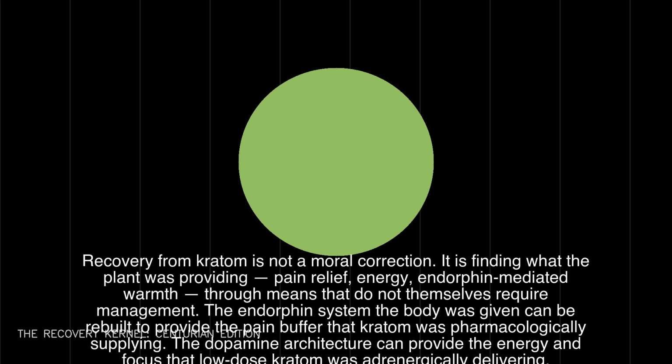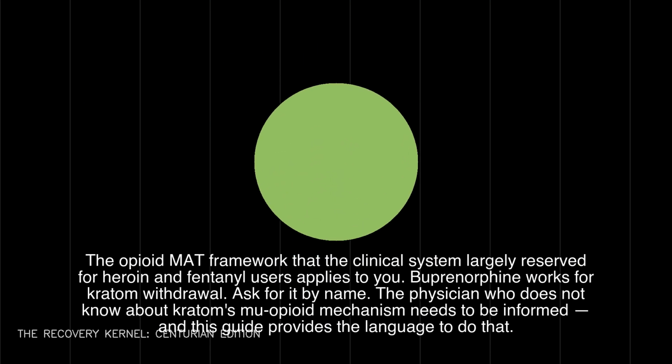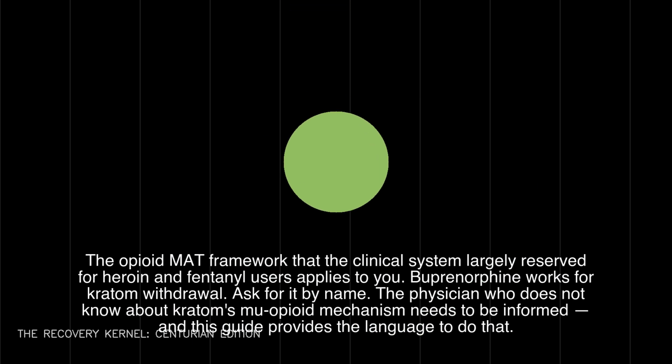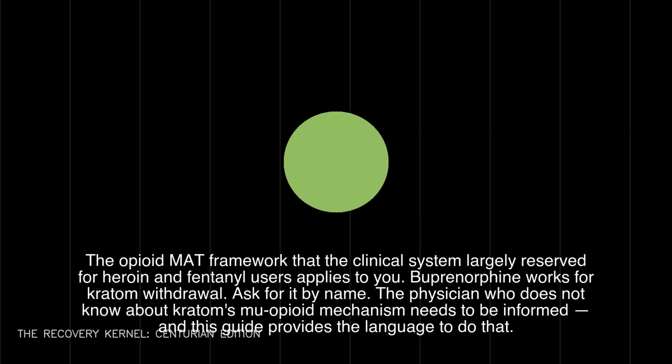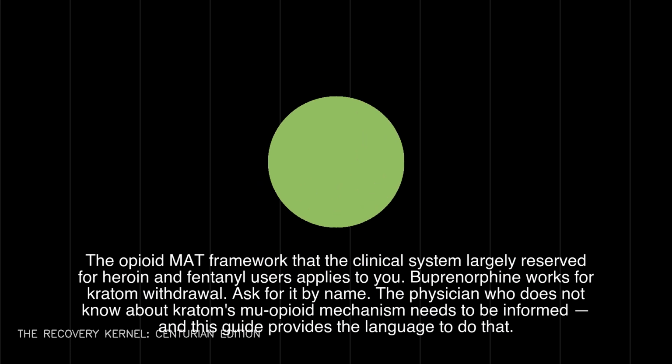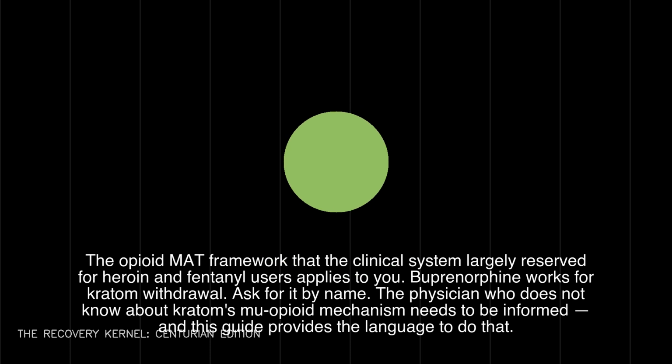The opioid MAT framework that the clinical system largely reserved for heroin and fentanyl users applies to you. Buprenorphine works for kratom withdrawal. Ask for it by name. The physician who does not know about kratom's mu-opioid mechanism needs to be informed, and this guide provides the language to do that. You were solving a real problem. Recovery is solving it better.